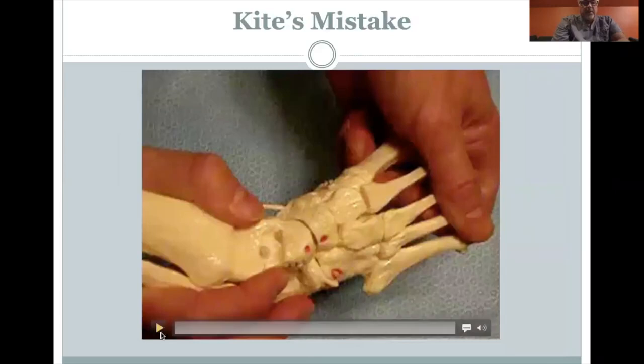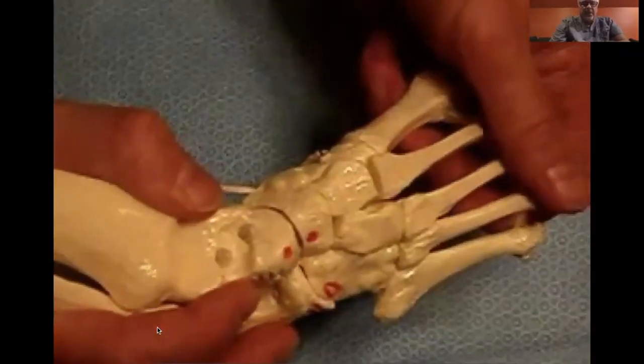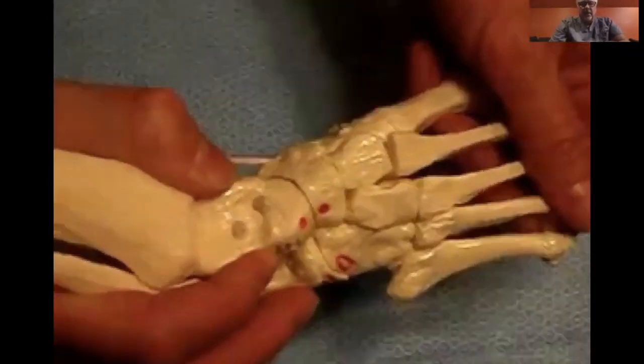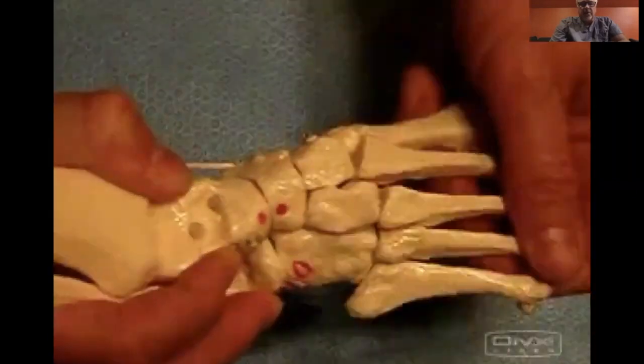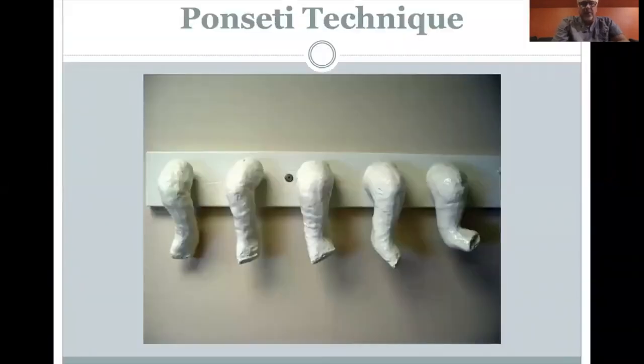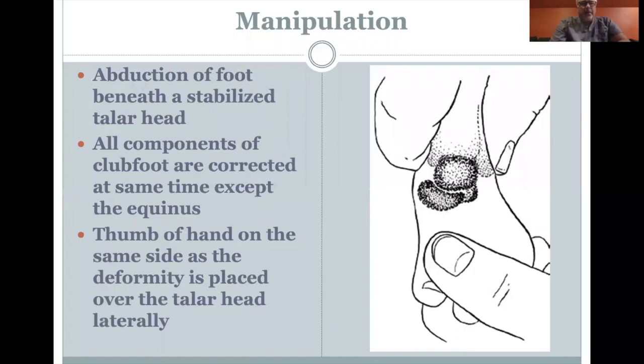Let's go back to Kite's method here. This shows Kite's method again, using the calcaneus as a fulcrum and breaking through Lisfranc's joint. Like I said, the Ponseti method is a series of casts to gradually correct the deformity, where you abduct the foot, which is stabilized beneath the talar head.